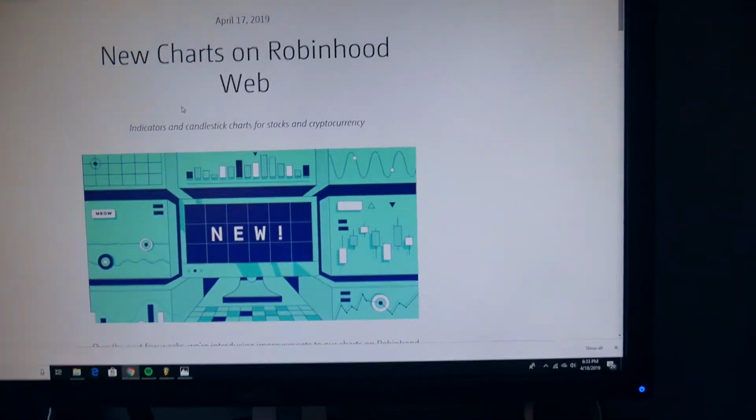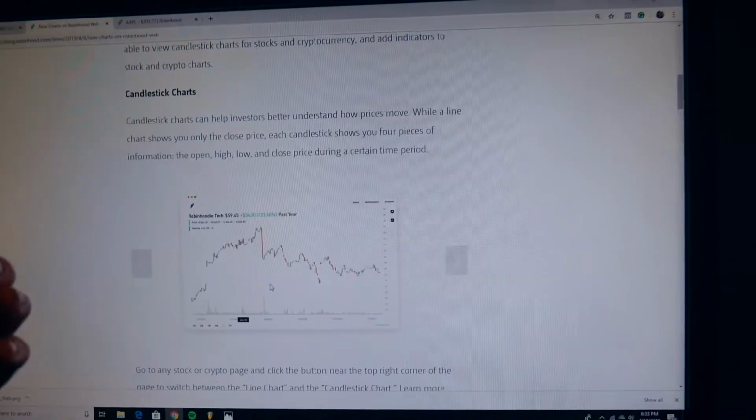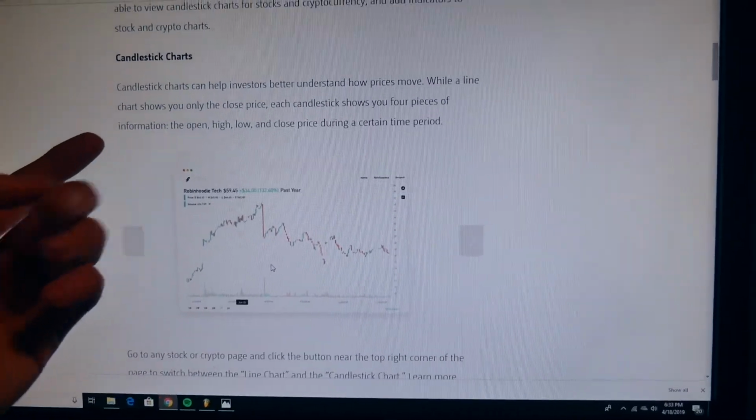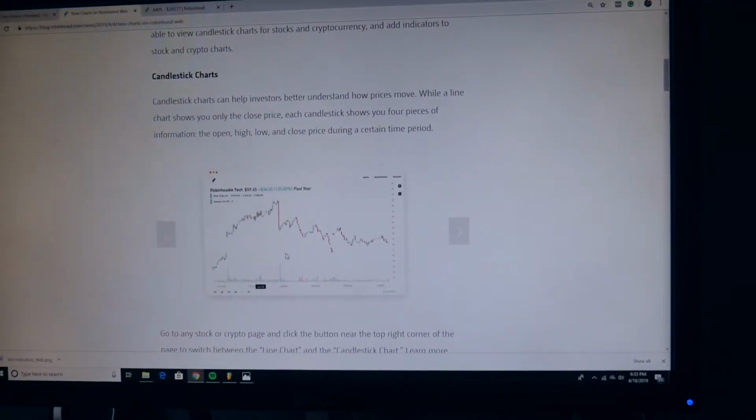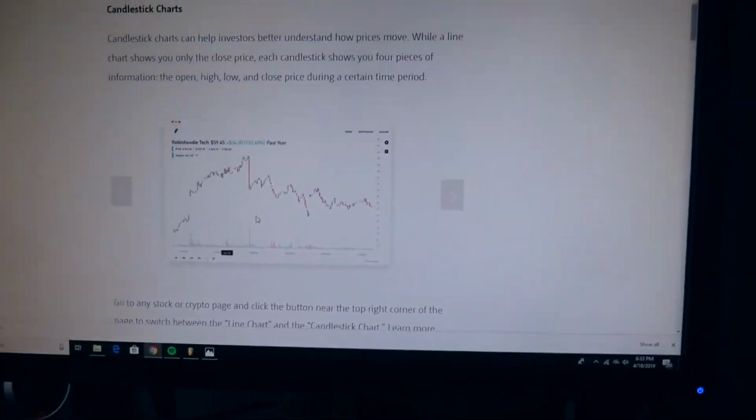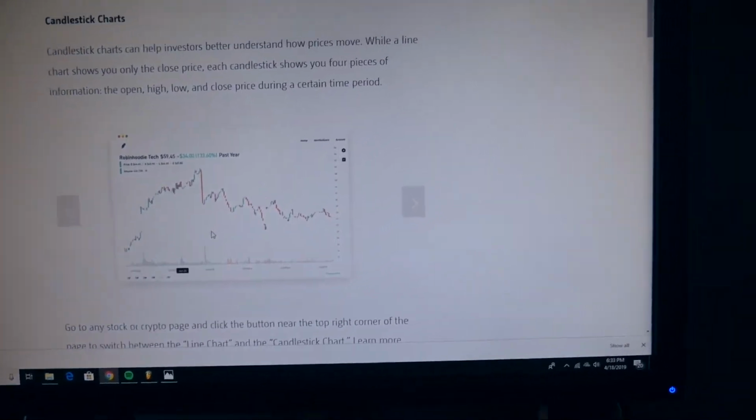So excited, guys. It was already really cool when Robinhood introduced the candlestick charts, right? This helped investors to get a better understanding of how the prices moved and whatnot. And honestly, I just loved that they added that.